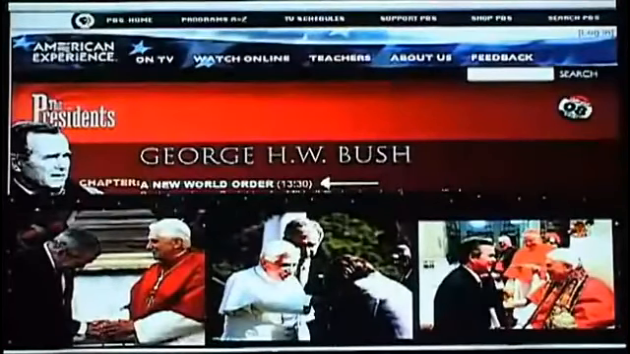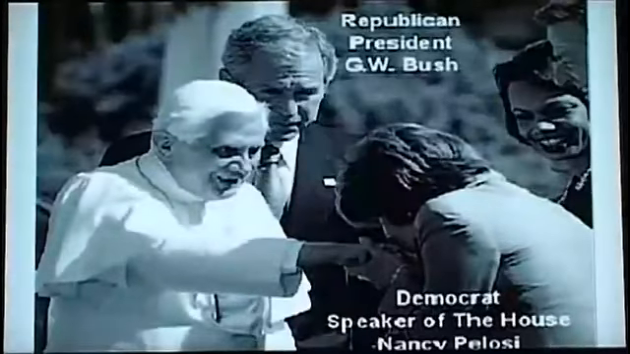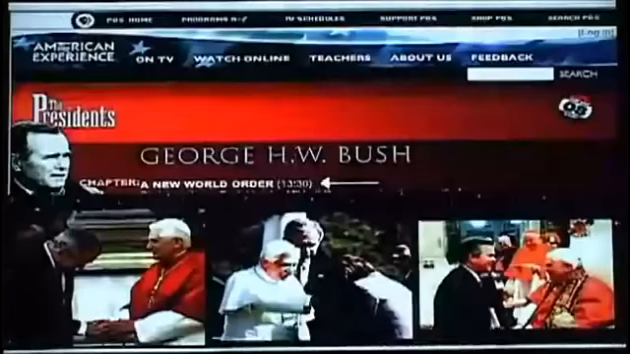Here on the American Experience, a program on the PBS. PBS has a series called The Presidents. And when they were talking about George Bush, his program was called The New World Order. And here you will see on the left at the bottom, Bush is bowing, and then you have the Speaker of the House, Nancy Pelosi, kissing the ring of a foreign dictator.